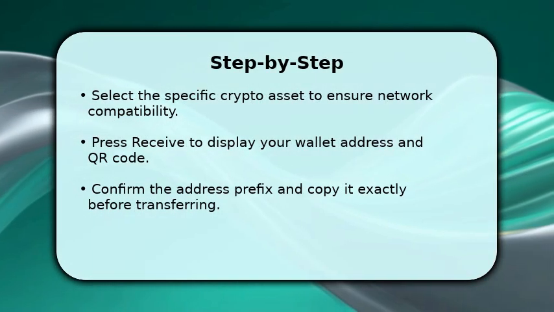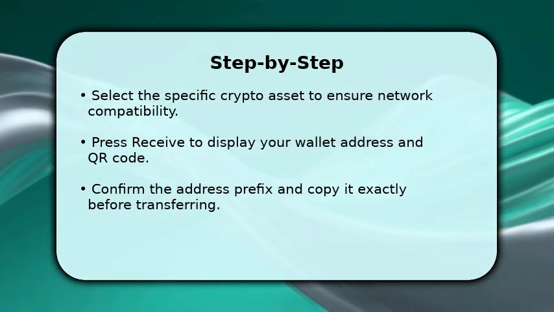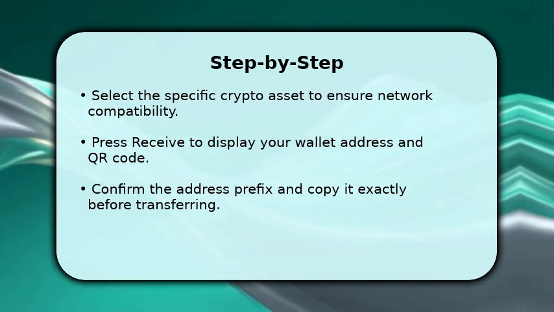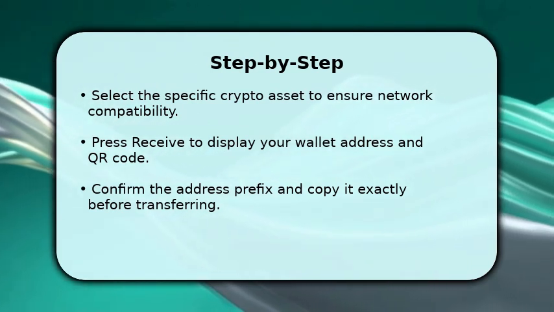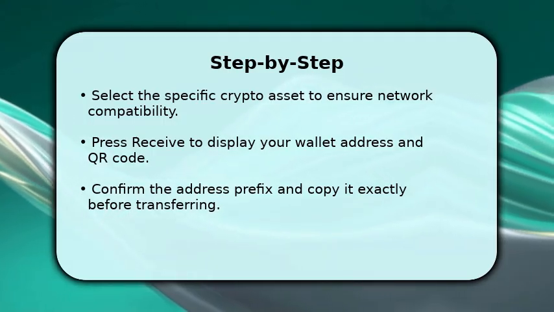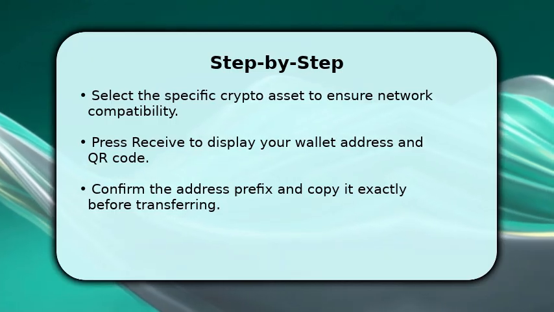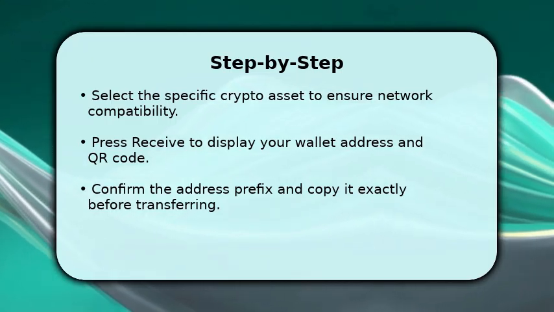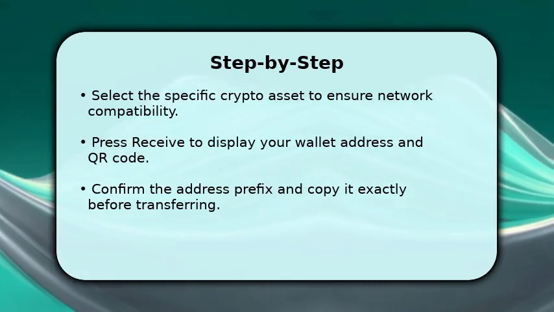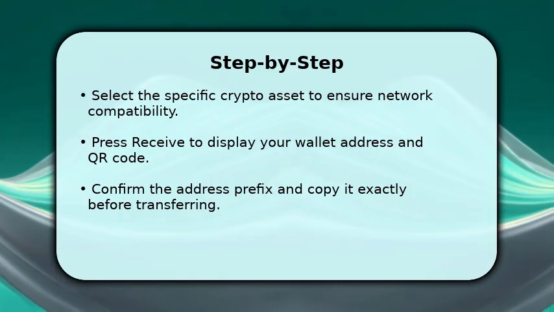Open the app and pick the exact crypto you want to receive because network matters. Tap Receive to show your wallet address and QR code clearly on screen. Always double-check the address prefix and paste it into the sender app to avoid errors. If you use a QR scanner, confirm the visible address before approving. I'll also cover how to label addresses and manage multiple wallets safely throughout this guide.